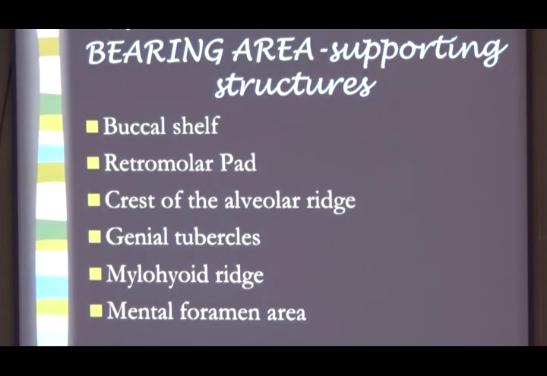And crest of the alveolar ridge. As I said, only when you have broad, wide crest of the ridge, you can call it a stress bearing area. When it is knife edge, then it will become a relief area. So genial tubercle, mylohyoid ridge, mental foramen area are also bony areas, but if it gets exposed, then it has to be relieved. So it is generally a support area, but if there is more amount of resorption, it is getting exposed almost to the outside, to the oral cavity, then it has to be relieved.